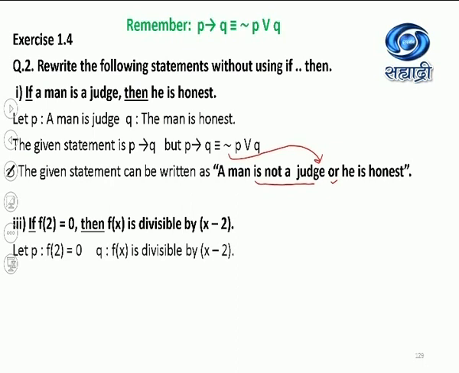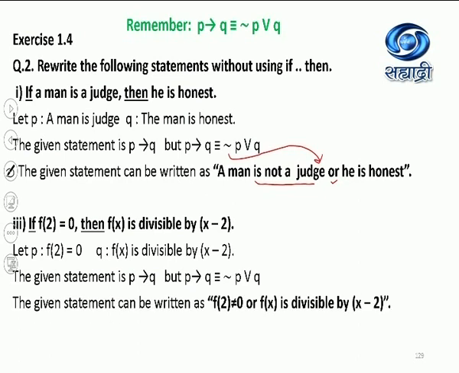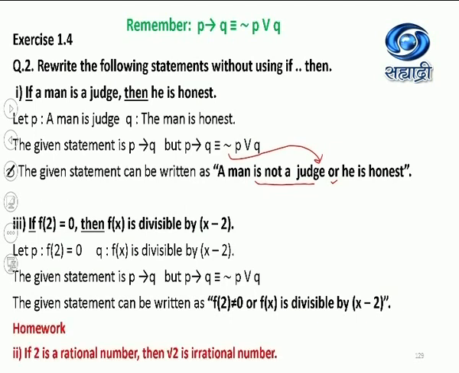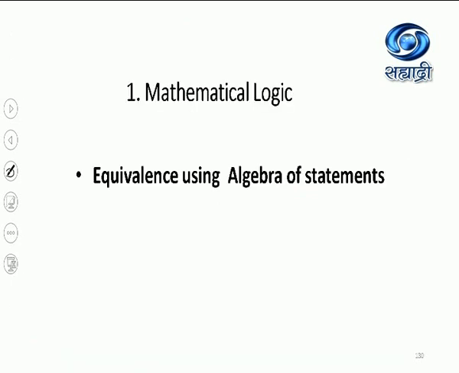If f of 2 equal to 0, then f of x is divisible by x minus 2. P is f of 2 equal to 0. Statement Q is f of x is divisible by x minus 2. The given statement is in the form P implies Q, but we use its equivalence, negation P or Q. So f of 2 equal to 0, its negation is f of 2 not equal to 0. So the given statement without using the if then words can be written as f of 2 not equal to 0 or f of x is divisible by x minus 2. Remaining you can do as homework.